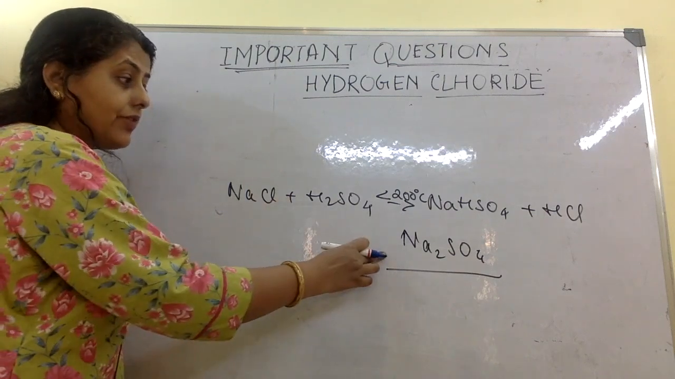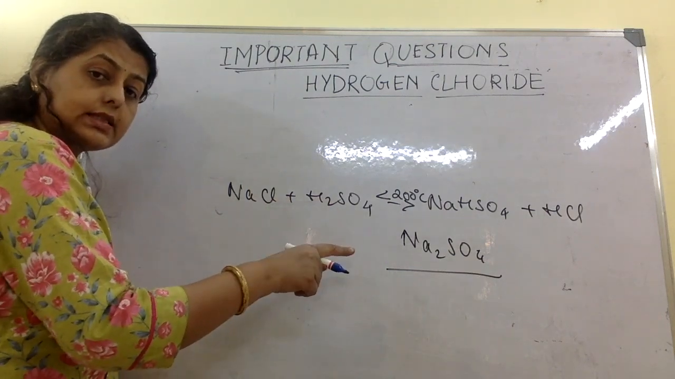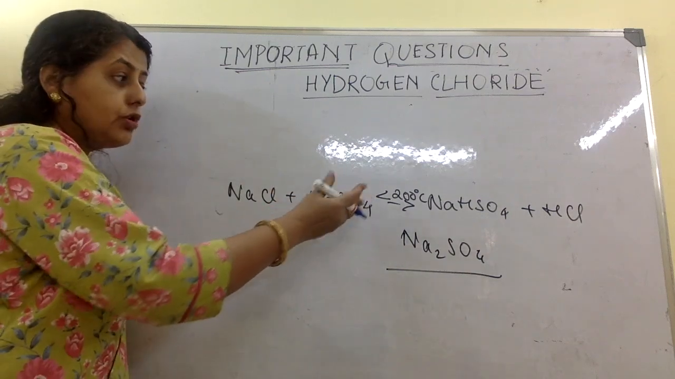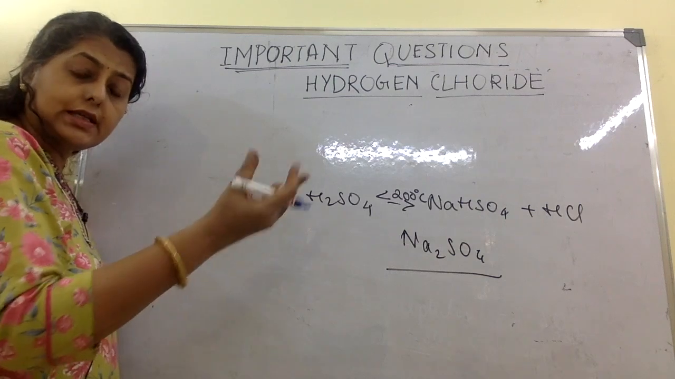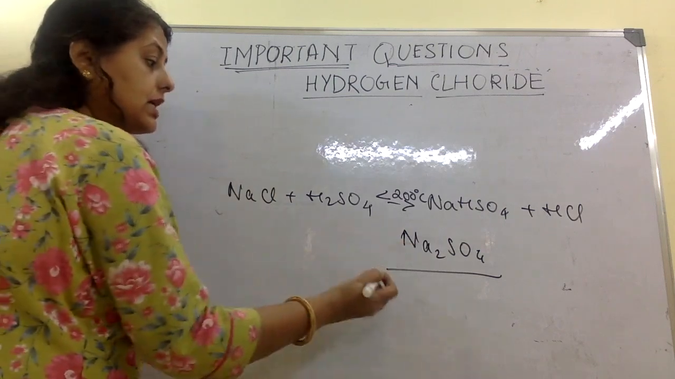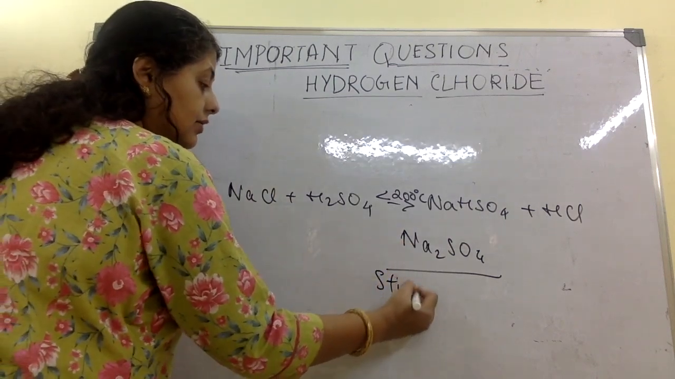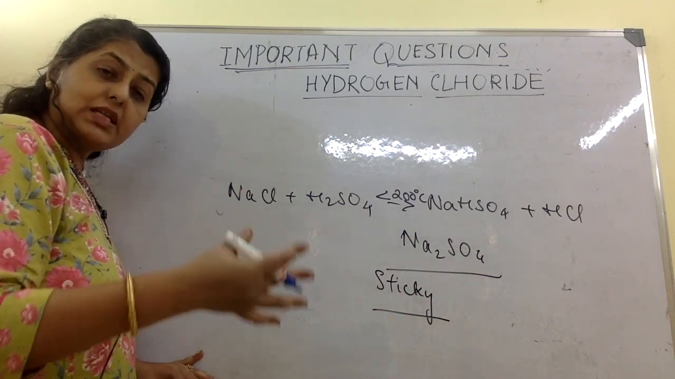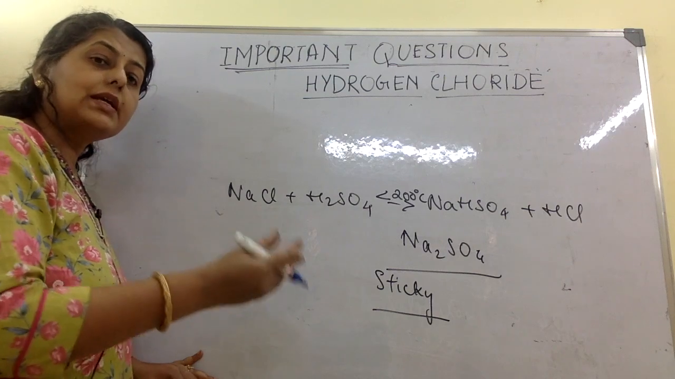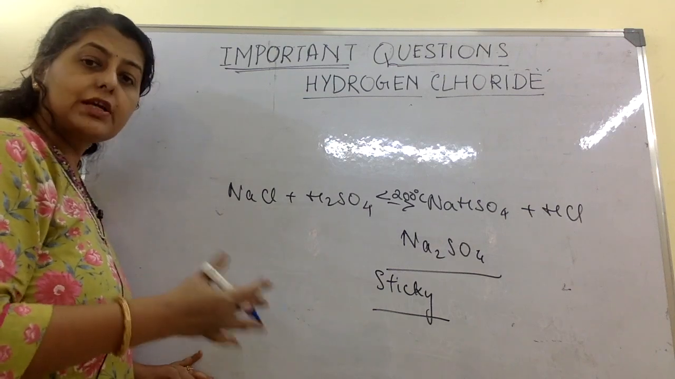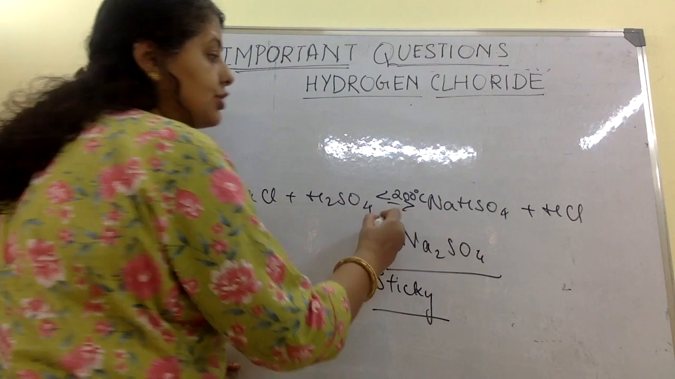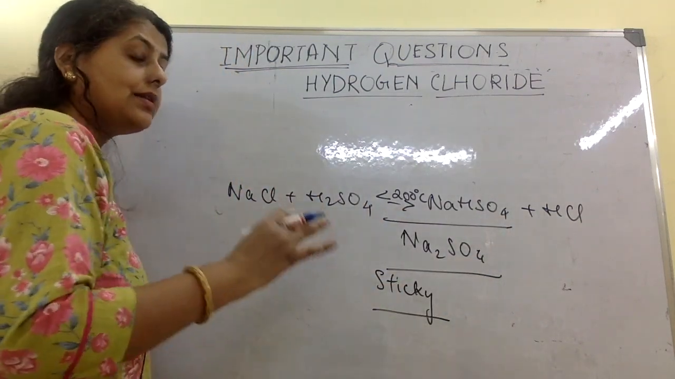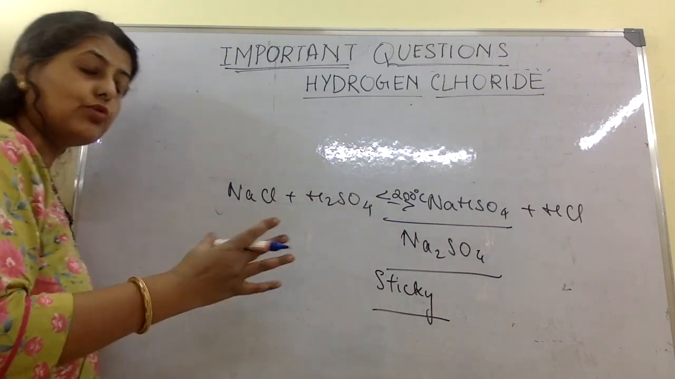So sodium sulfate is formed, and then what happens? Firstly, you waste fuel, because of the high temperature. Second thing is, it forms a sticky substance which sticks to the base of the apparatus, making it difficult to remove. So why go through all that when you can manage with a lower temperature? So this is one question, why is the temperature not increased to more than 200?